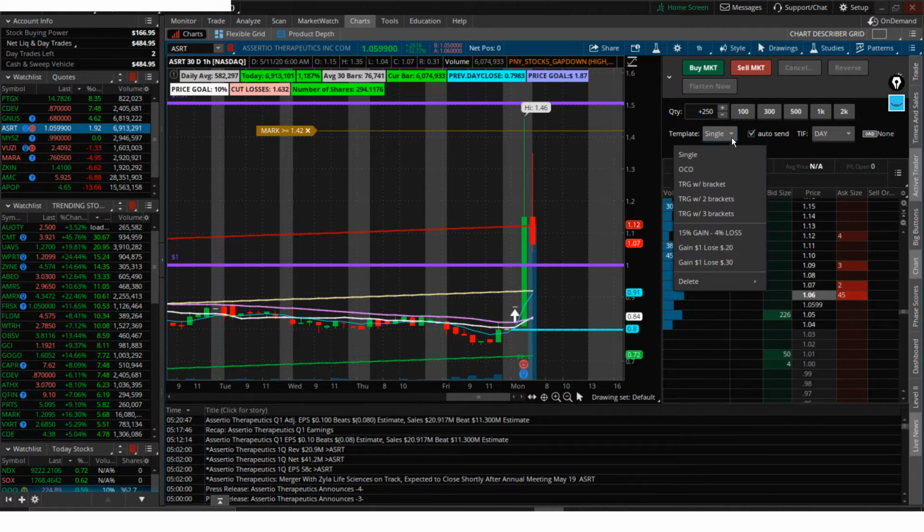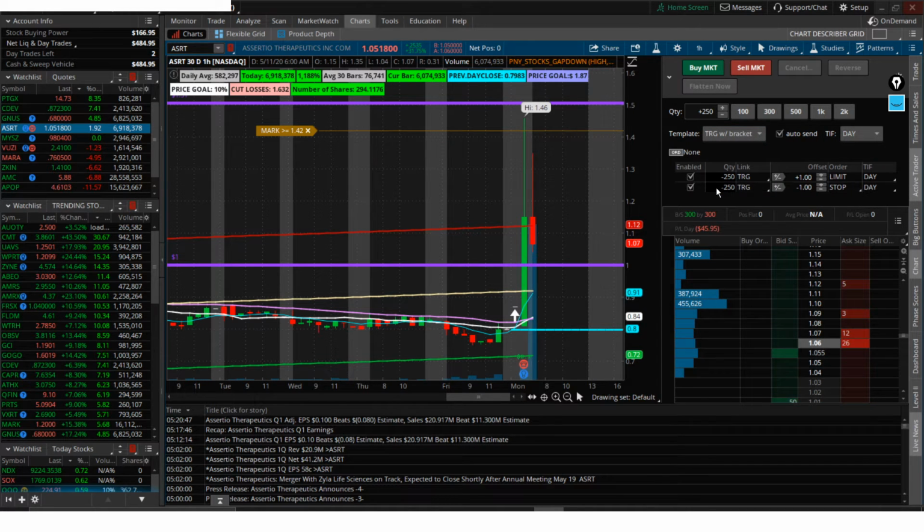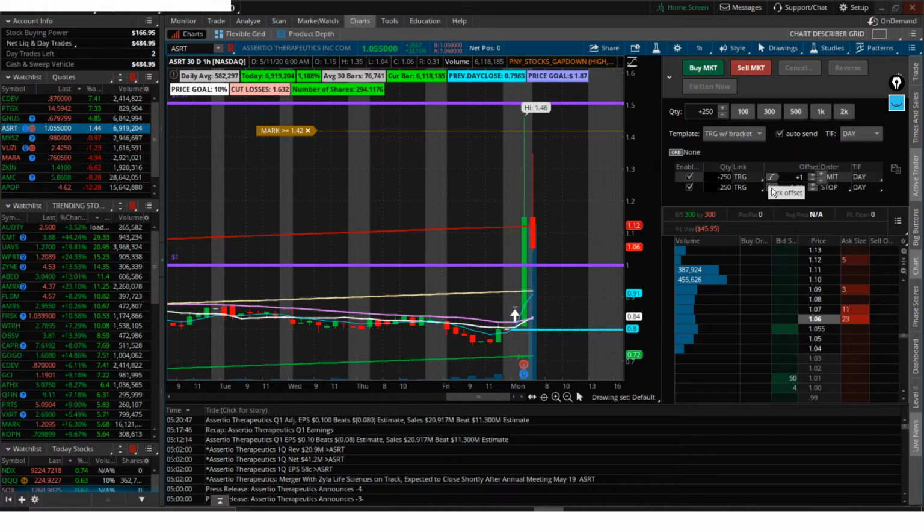You click on the template, and then there's going to be a trigger with bracket. What this does is trigger where you want to buy and where you want to sell. So you click on this little icon right here in the offset section, and then change it to percent, then change the bottom two. The bottom one is going to be negative, the top one is going to be positive. The top one is where you want to make your earnings, your goal, which is 10%.